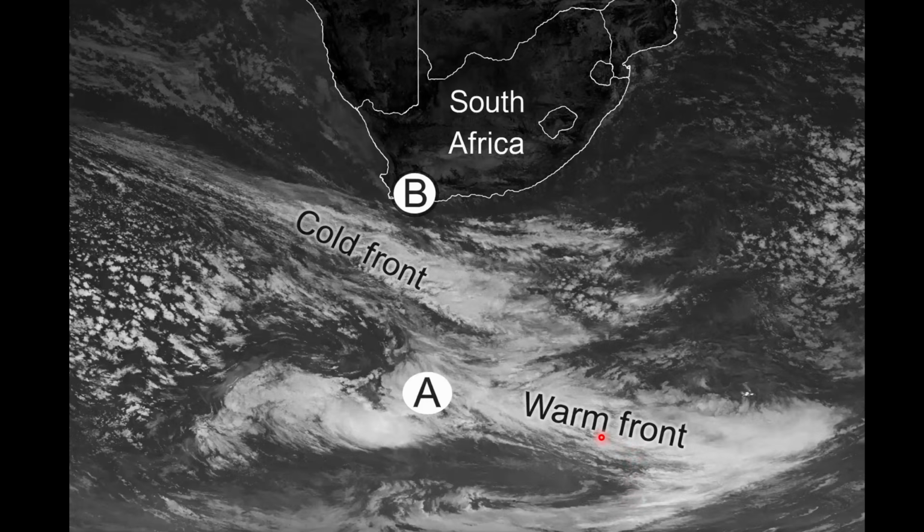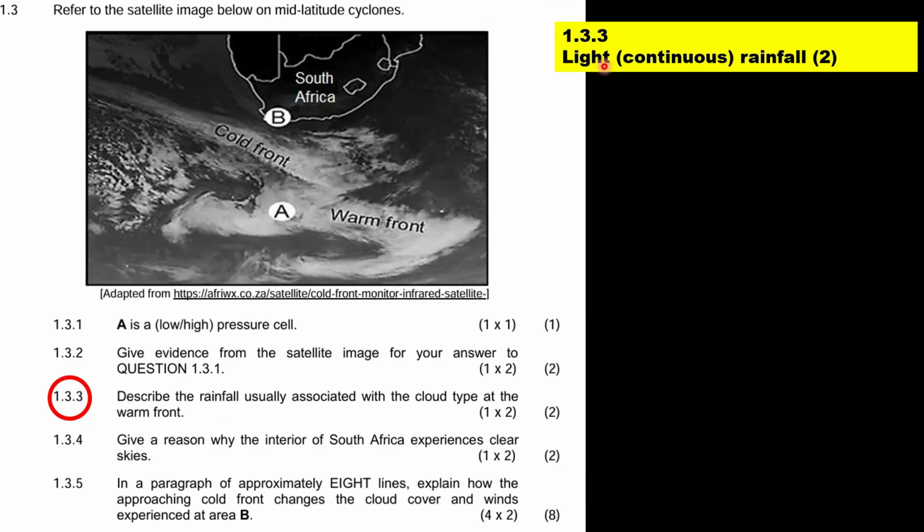Question 1.3.3. Describe the rainfall associated with the warm front. 2 marks. Warm fronts behave very differently from cold fronts. At a warm front, warm air rises slowly. The slope is gentle and the clouds are layered. This produces long-lasting rain, gentle rain, not heavy thunderstorms. So your answer should be light rainfall, or you can say continuous rainfall.